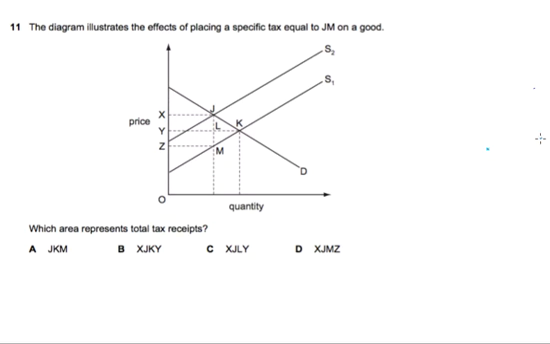Question number 11 says the diagram illustrates the effect of placing a specific tax equal to Jm on a good. Which area represents the total tax receipts? Before the tax was implemented, the supply curve was S1 and the demand curve was D1, and the total quantity being sold was this quantity here.